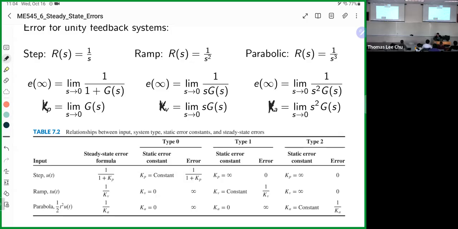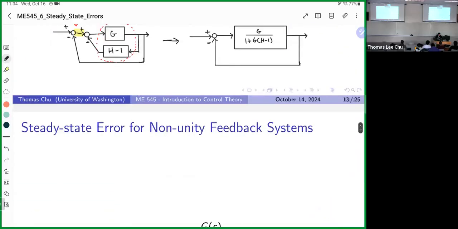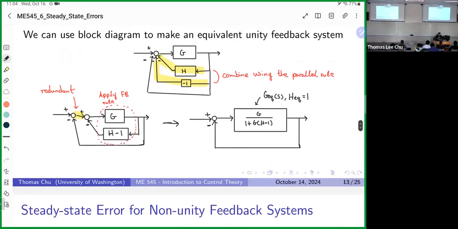So my question is, can you explain how we know that G subscript EQ equals 1? It's not equal to 1. It's H equivalent that is equal to 1. Let's put this on a different line. This block here is G equivalent.